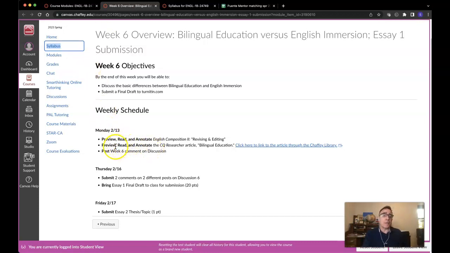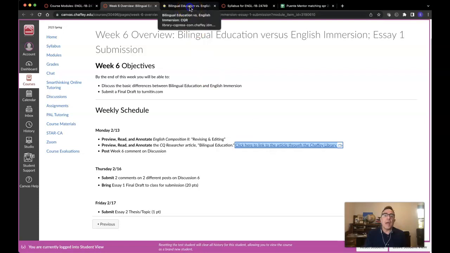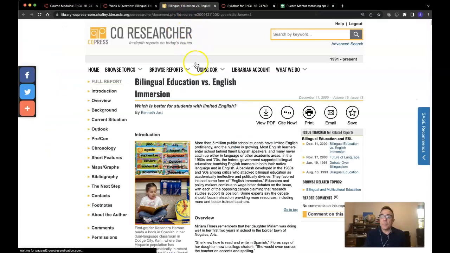Also on Monday, you're going to preview, read, and annotate the CQ Researcher article, Bilingual Education. Now here, yeah, I have linked it right to our overview. And notice, boom, it'll get you right to the article. But before that, because I'm already logged in, it got me straight in.